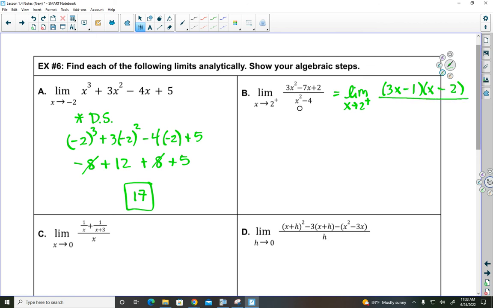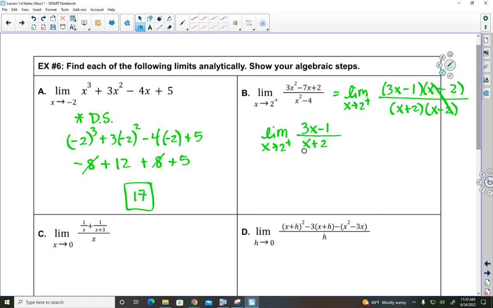Okay, in the denominator, we have a difference of 2 perfect squares, so we have an x plus 2 and an x minus 2. So those cancel. Okay. And so now we're looking at the limit from the right of our new function. We can use what we've done in the past, picking a value that's close to 2, but there's actually something on this function that we should talk about as well.